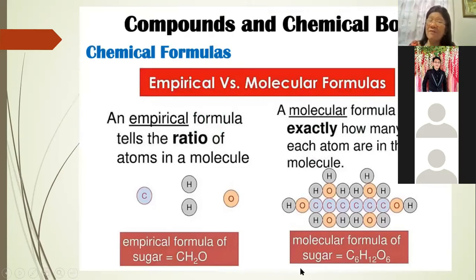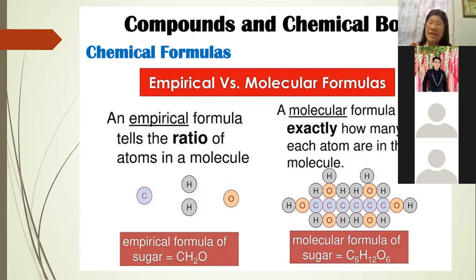There are two types of chemical formula. It could either be an empirical formula or a molecular formula. The molecular formula is the exact formula, meaning you will know the exact number of atoms of each of the elements in a given compound. While the empirical formula is the simplest formula, or the smallest ratio of atoms in a molecule.